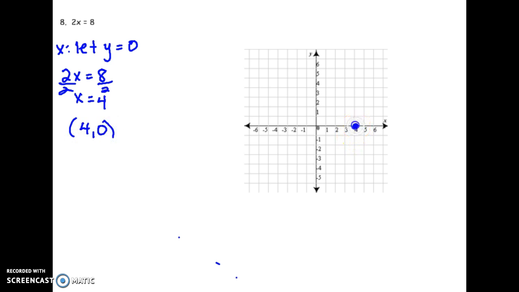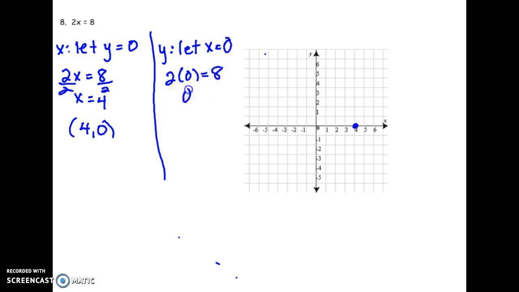So if you notice, if we try to do our y-intercept, we let x be 0. And in that case, 2 times 0 is equal to 8, which ends up with 0 equals 8. That's not true. We don't have a y-intercept. So in the case of not having a y-intercept, it's actually because we have a vertical line that's going to go up and down here, and it's never going to cross the y-axis.